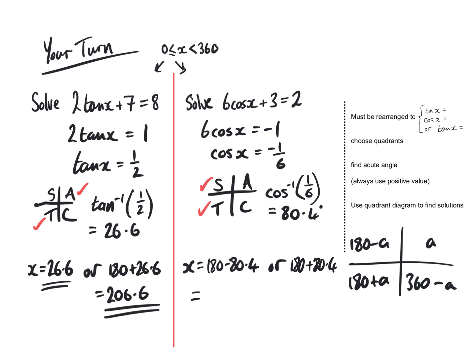Now, from there, all we need to do now is do those two calculations. So 180 minus 80.4 is going to be 99.6. And 180 plus 80.4 is going to be 260.4. And that's how we solve basic trig equations.